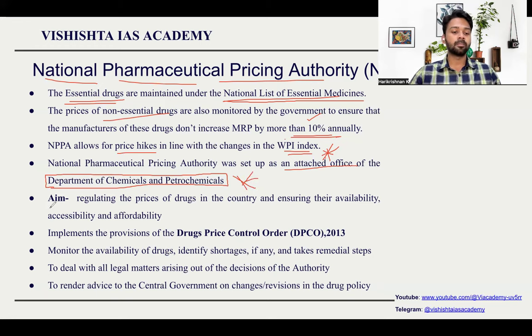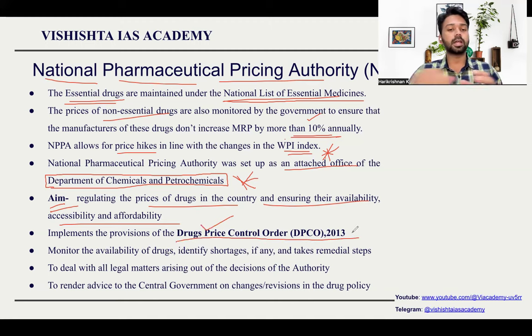So note it down. The aim of NPPA is to regulate the price of drugs in the country and ensure their availability, accessibility, and affordability. This body implements the provisions of the Drug Price Control Order. There is an order called the Drug Price Control Order 2013, and it is the NPPA which maintains it. And in this Drug Price Control Order, it is mentioned how to control the prices of the drugs. That is also managed here.